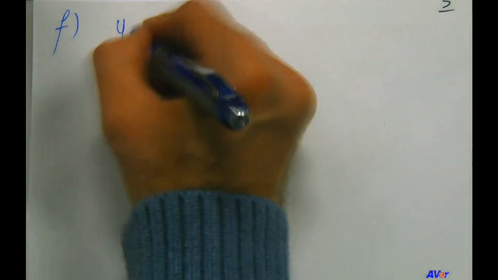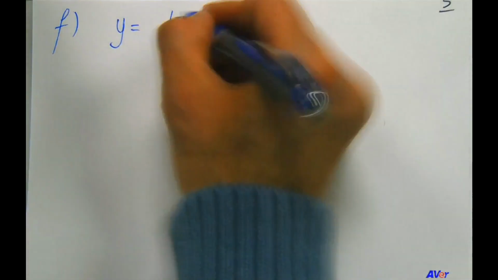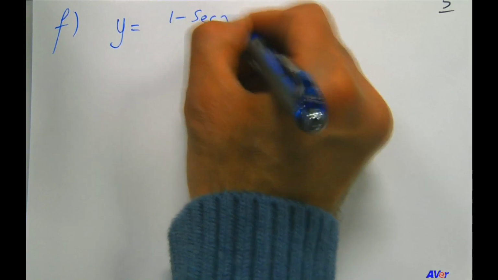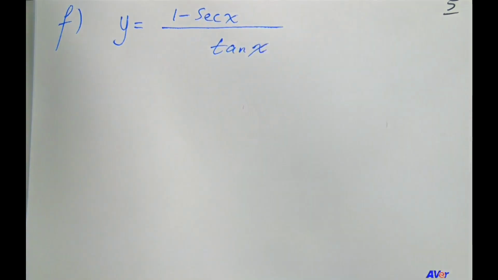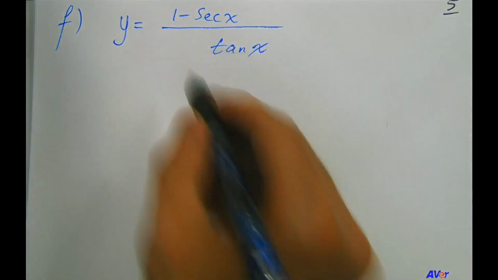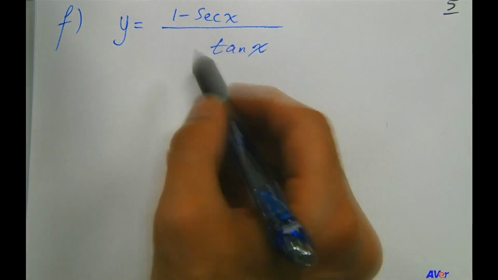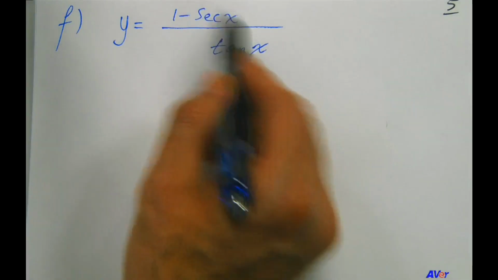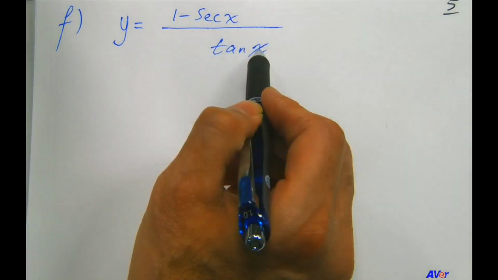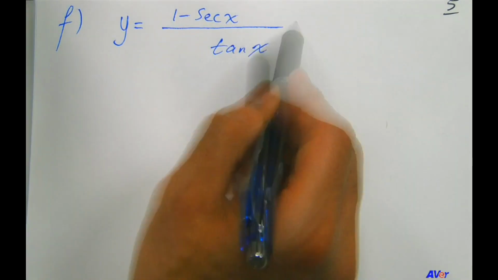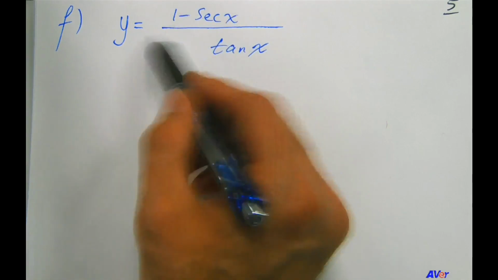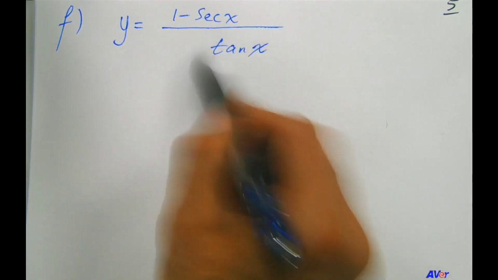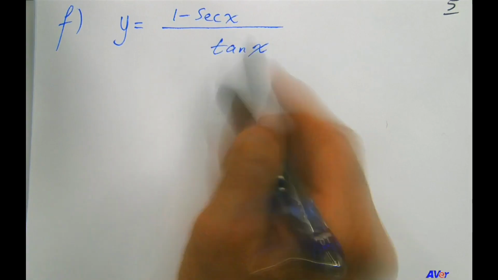So we want to find the derivative of y equals 1 minus secant of x divided by tangent of x. All right? Okay, so the quotient rule would be find the derivative of this, multiply it by this. Then say minus, find the derivative of this, multiply by that. Then divide all of that by square of this tangent x. Okay, so let's do that.